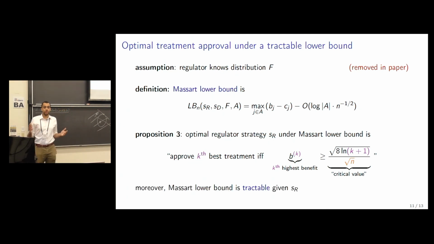OK, and moreover, we need to verify that the Massart lower bound is tractable for this strategy. Now, if the regulator were learning about the distribution f from the data rather than just knowing in advance, that Massart lower bound would not necessarily be tractable, and that's one of the main reasons why the paper has additional results.